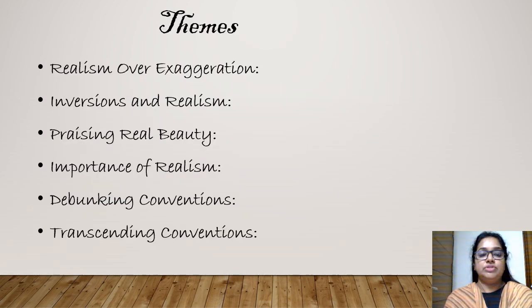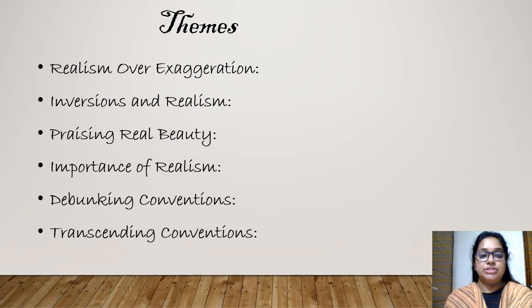Let's now go on to the themes discussed in the sonnet. It is a realism over exaggeration. Instead of exaggerating and idealizing women's beauty, Shakespeare emphasizes her humanity. He rejects the poetic cliché and hyperbolic descriptions commonly found in the love poetry of his time.